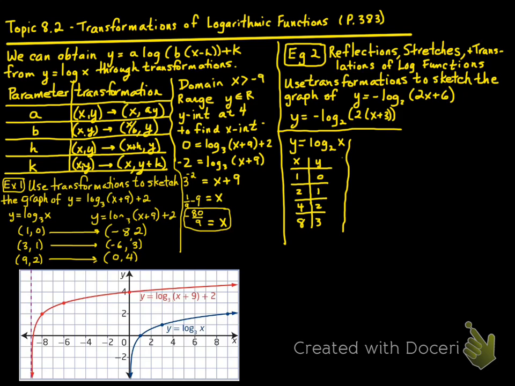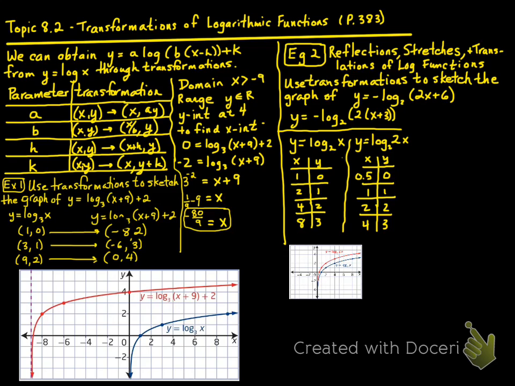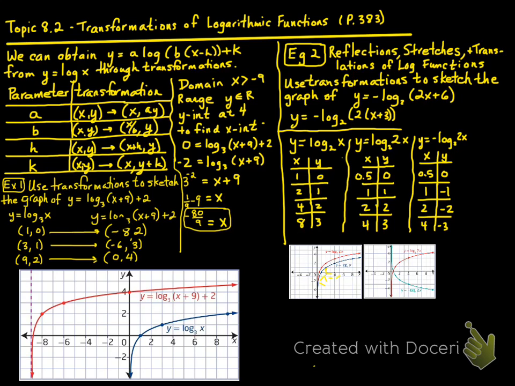Now the first thing we're going to do from the log of x is make it the log of 2x. So every point is going to be divided by 2 along the x. That's what it's going to look like. Next, we're going to reflect it in the x-axis. So for every point, the y is going to go to its negative. And that's what the reflection is going to look like on that graph.